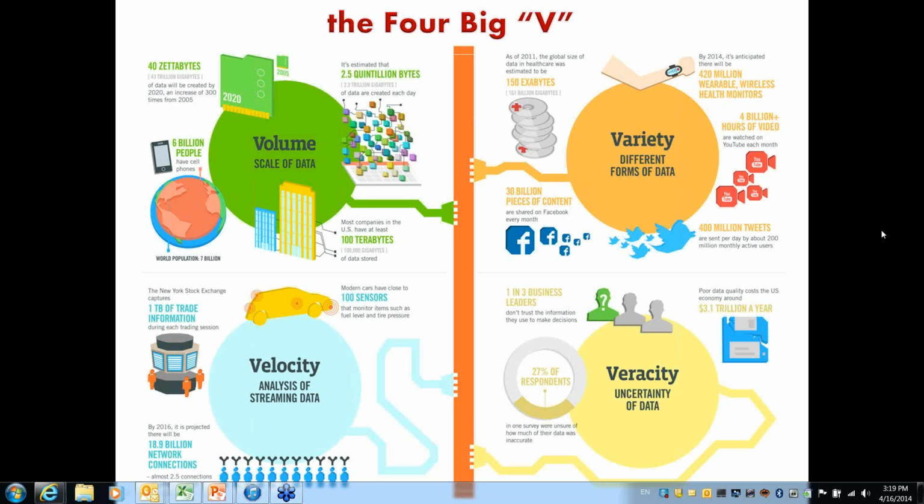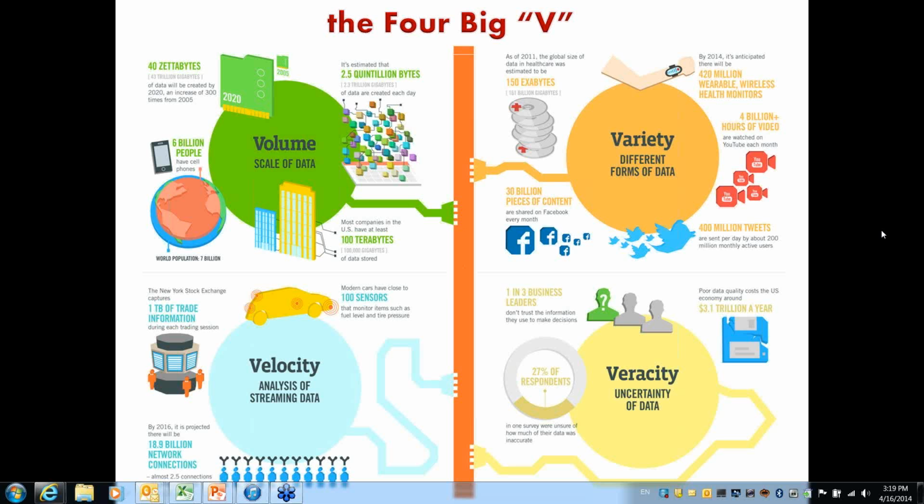Then comes the variety, again, various forms of data. What are the sources of data? It could be YouTube or tweets or Facebook or your health meter or whatever is connected from a person or from an object, right? So that is the variety of data, the forms that data is generated from.